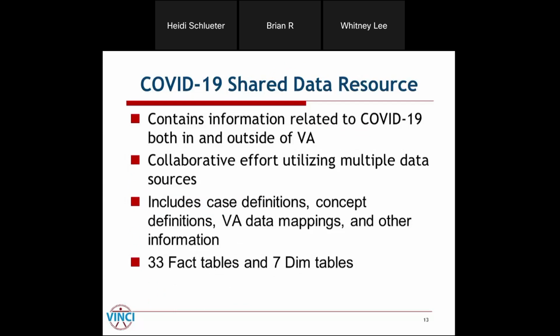We have the COVID-19 shared data resource. So this is information related to COVID-19, both inside and outside of the VA. This was a collaborative effort, and it utilizes multiple data sources. This domain includes things like case definitions, concept definitions, the VA data mappings to these, and a whole bunch of other information related to COVID-19. And there are 33 fact tables and 7 dim tables here.